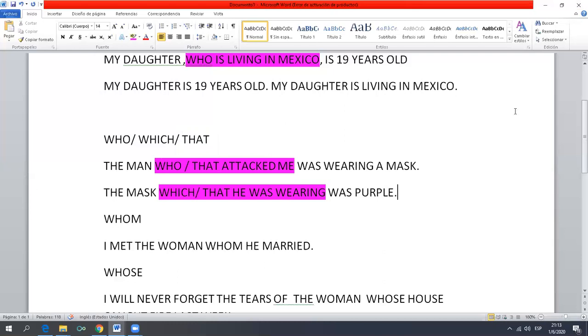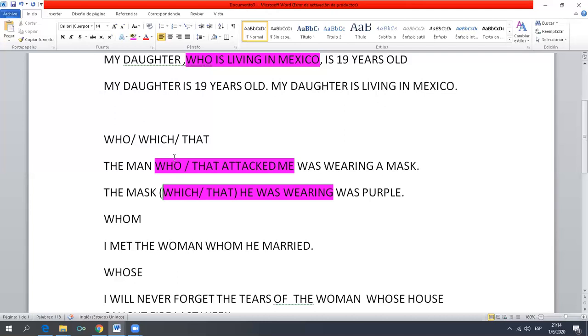Look at this. Is it possible to say the mask he was wearing was purple? Yes, of course. So here we have the possibility of omitting, not using which or that, using zero, let's say. The mask he was wearing was purple. What about the other example? Is it possible to say the man attacked me was wearing a mask?